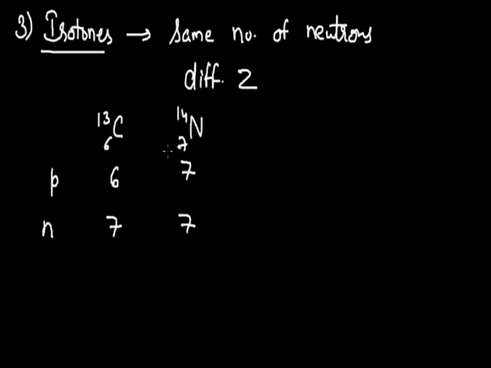Now here we can see that these two have different atomic number or different number of protons, while they have the same number of neutrons, and since they follow the above definition, this pair can also be taken as an example of isotone. And that is about the third member of iso family, isotone.